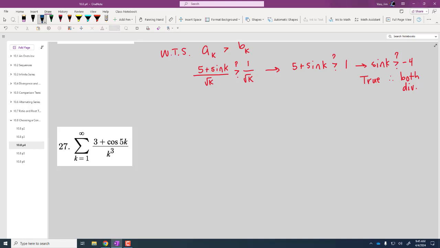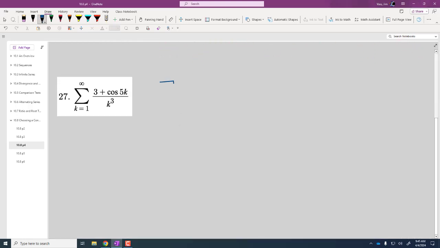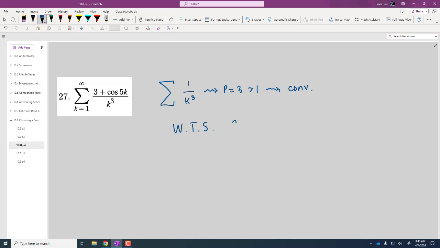So our first instinct would be to go comparison with 1 over k cubed. We at least would start with that. We would identify p as 3. This is bigger than 1, which tells us that we have convergence. Now, we can go through the inequality thing here, but let's think ahead. This is what we would want to show. We would want to show that a sub k is less than b sub k, because smaller than converging would converge.